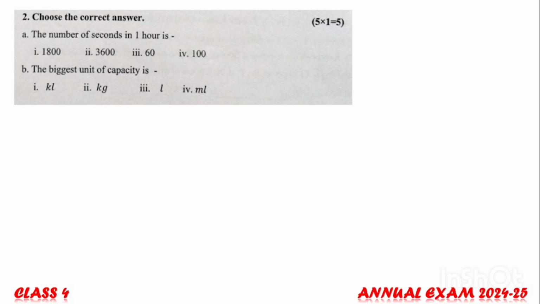So first, question number 1. The number of seconds in 1 hour. Okay, this is important. We know that 1 hour equals 60 minutes. Yes or no? 1 hour is equal to 60 minutes. Also we know that 1 minute equals 60 seconds. Now 60 into 60 is 3600 seconds, which means 1 hour equals 3600 seconds.